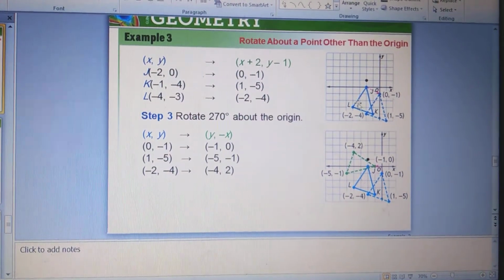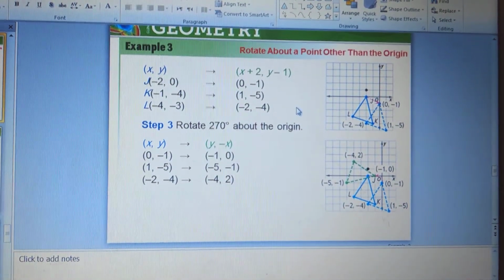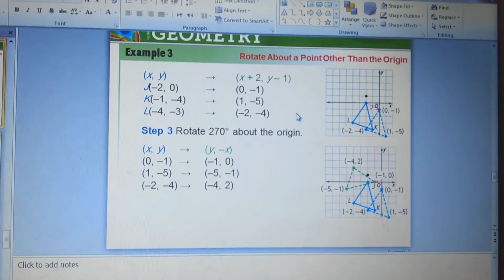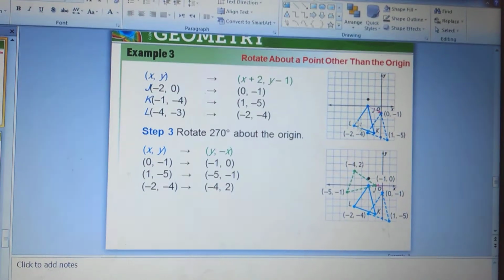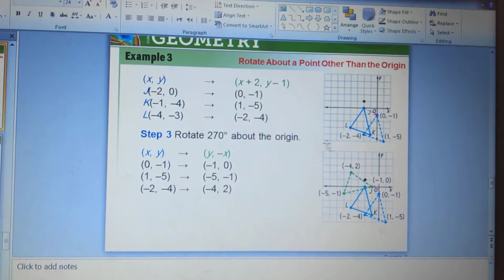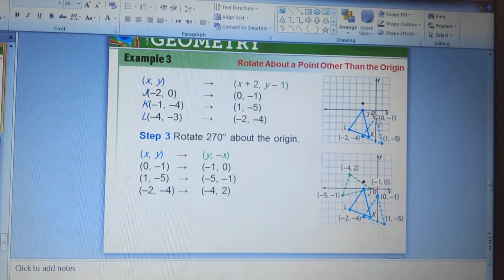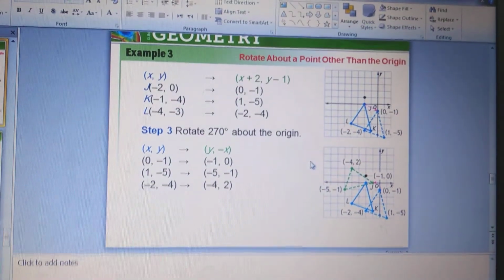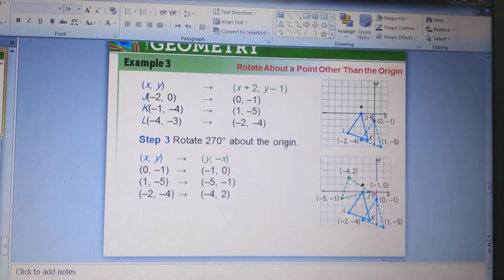Again, first step, I graph the triangle. Then I make the center of rotation a vector. How? By rotating the center 180 degrees. I get the vector. I make translation to the main triangle using the vector. I get a new triangle, this one. After that, I rotate the new triangle, this (0, -1), (1, -5), (-2, -4), depending on the rule he gave me in the question. He said rotate 270 degrees about the origin.